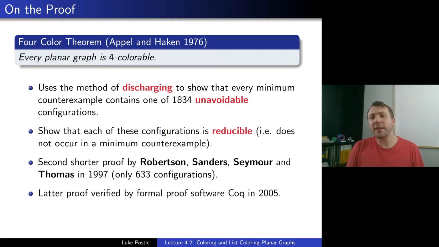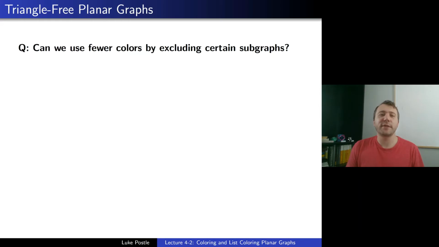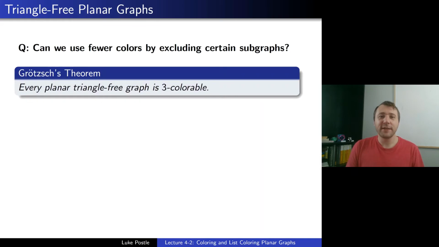But now what? Well, let me talk a little bit about what if we wanted better than four colors. Can we use fewer colors by excluding certain subgraphs? As the hint suggests, triangle-free might be an idea. And indeed, this is a theorem. It's Grötzsch's theorem that every planar triangle-free graph is three-colorable. Grötzsch's theorem, it doesn't say it here, actually predates the four color theorem. It's from 1959. Arguably, he had done it during the middle of the Second World War and didn't publish it for another decade, but it predated the four color theorem by almost 20 years. So that was Grötzsch's theorem.